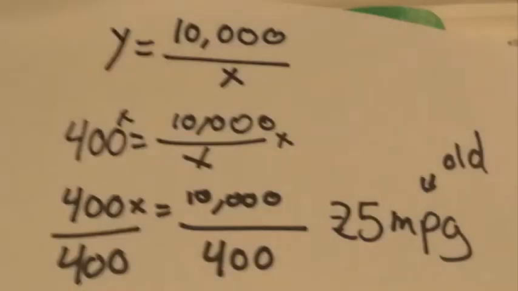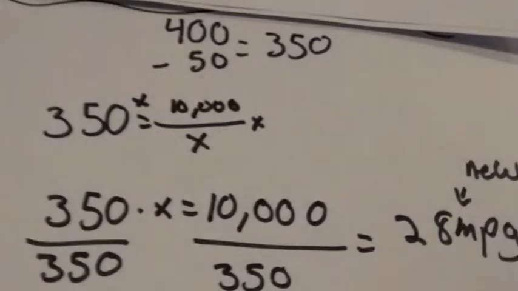Then I did y equals 10,000 divided by x, which turned into 400x equals 10,000x divided by x, which turned into 400x divided by 400 equals 10,000 divided by 400, and we got 22 miles per gallon, which was our old one. For the second one, it said you use the highway more, so you use 50 less gallons per year. So I did 400 minus 50, then I got 350.